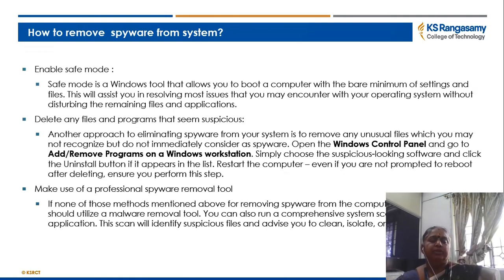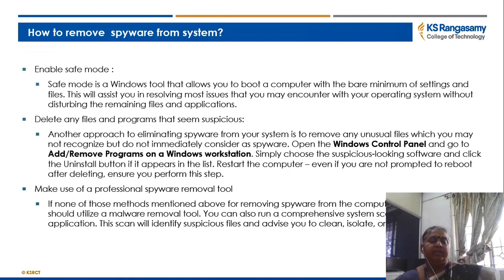Another approach to eliminating spyware from your system is to remove any unusual files which you may not recognize but do not immediately consider as spyware. First, open the Windows Control Panel and go to Add or Remove Programs on your Windows workstation. Simply choose the suspicious-looking software and click the uninstall button if it appears in the list. Then restart the computer.